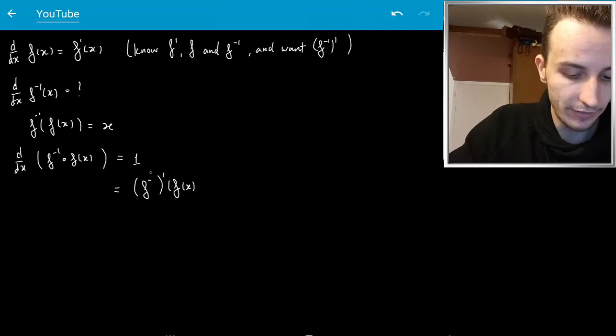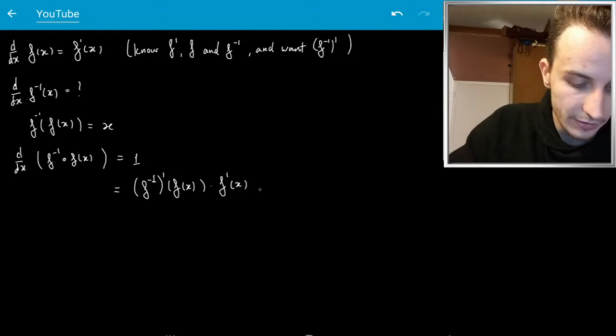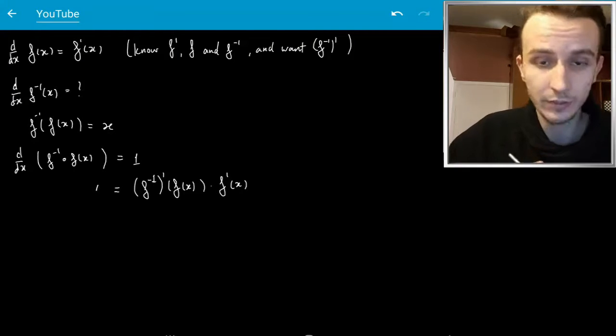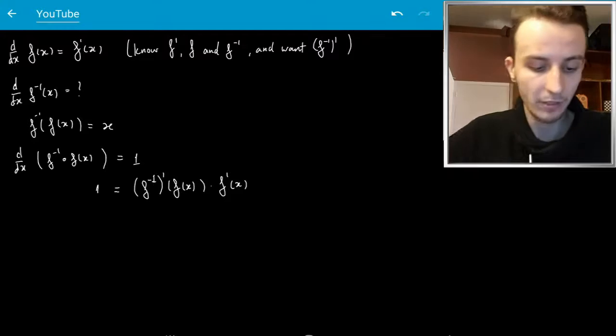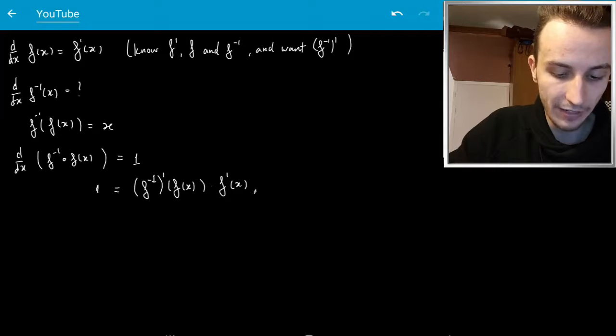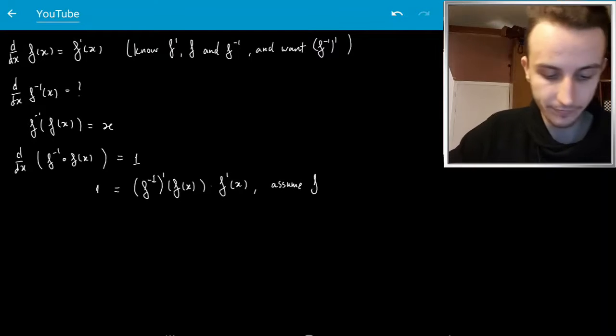So what I will have is d by dx. Well, let me write it like this. I will have f inverse prime of f of x. Let me just write my 1 like this so it looks different from prime. So f inverse prime of f of x times f prime of x. Okay, that's equal to 1.